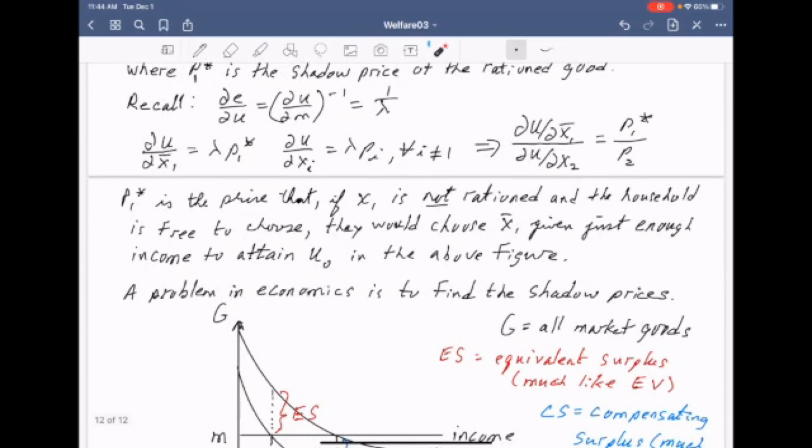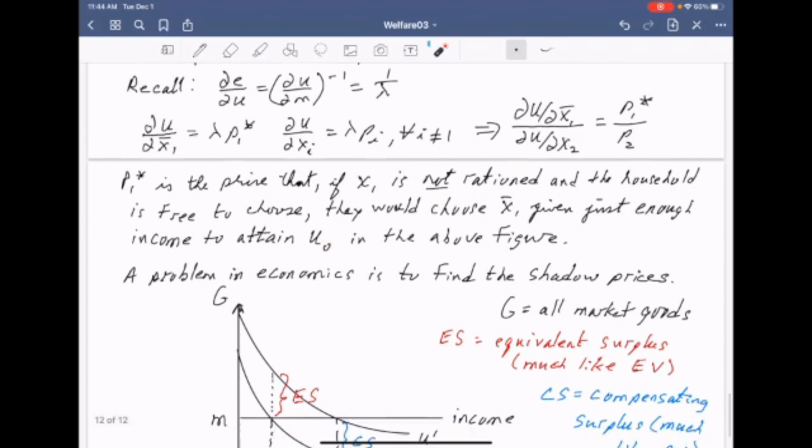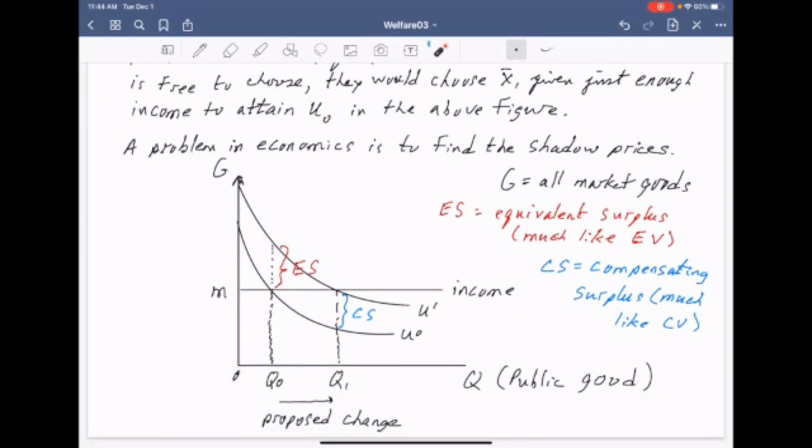P1 star is the price that, if x1 is not rationed and the household is free to choose, they would choose x1 bar given just enough income to attain U0 in the above figure. So P1 star would be chosen if there was enough income, just sufficient to get to U0. A problem in economics is to find shadow prices.